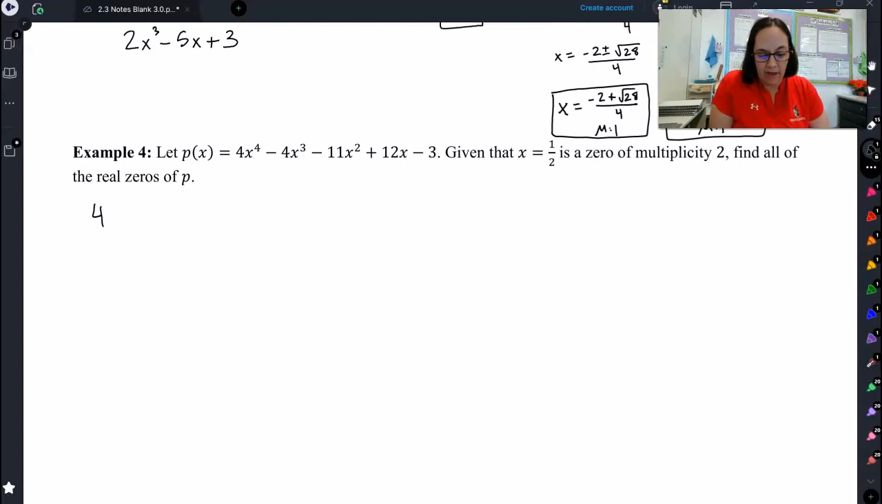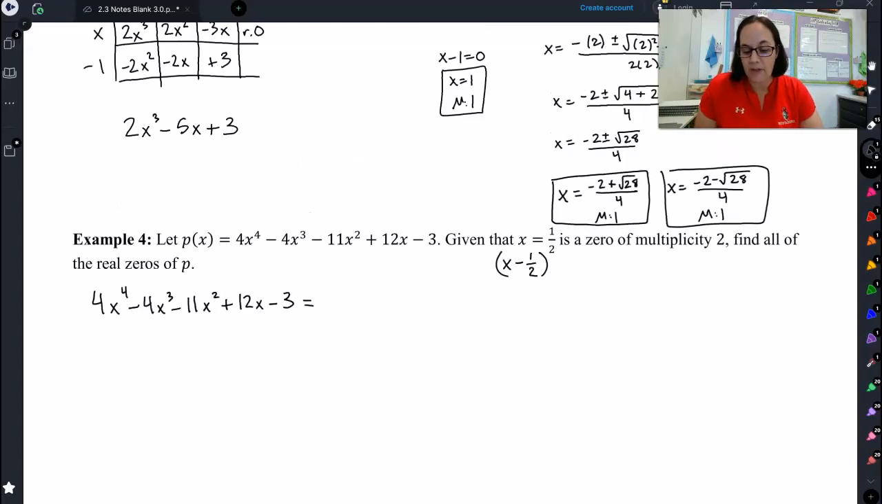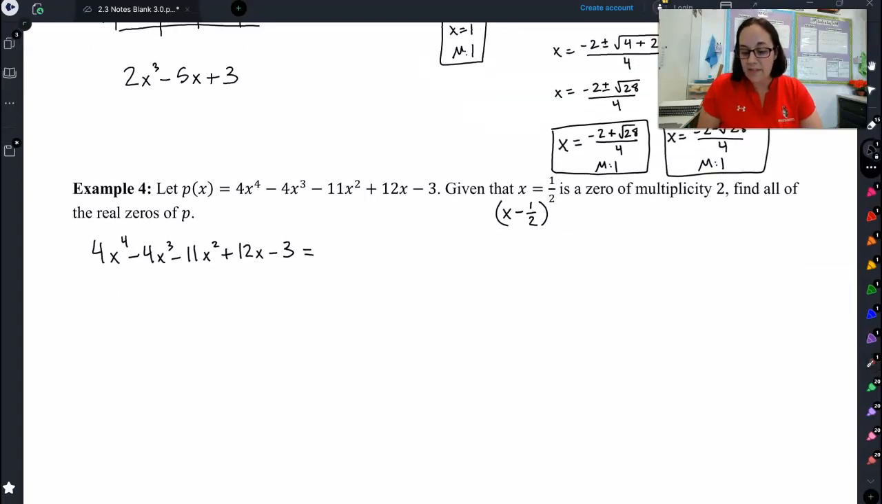Here we have a 4x to the 4th minus 4x cubed minus 11x squared plus 12x minus 3. And I know x equals 1/2 is a 0 of multiplicity 2. So if x equals 1/2 is my 0, then x minus 1/2 is my factor, just like we did over here where x equals 1 is my 0, x minus 1 is my factor. And this thing has a multiplicity of 2 on it. So I know I'm going to have x minus 1/2 squared, and then I'm going to have some blank here.